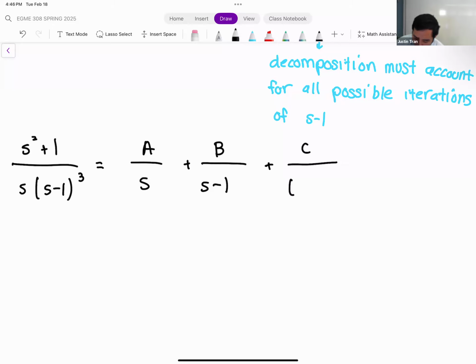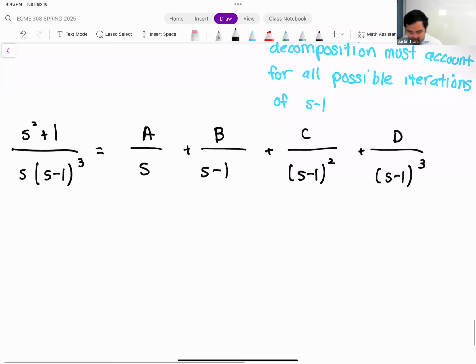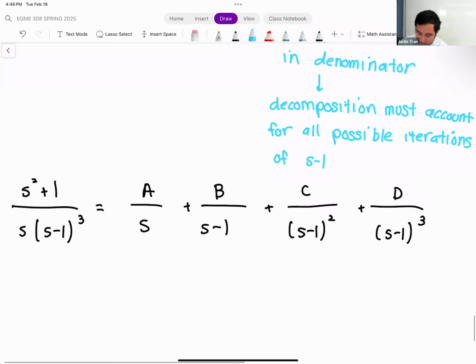Second one is going to be plus c over s minus 1 squared. And then the third iteration is going to be plus d all over s minus 1 quantity cubed. Okay. So that sequence of b over s minus 1, c over s minus 1 squared, plus d over s minus 1 cubed, that's all possible iterations of s minus 1. Okay, so we have 4 terms in our decomposition here. So all 3 of these terms here have to do with this.